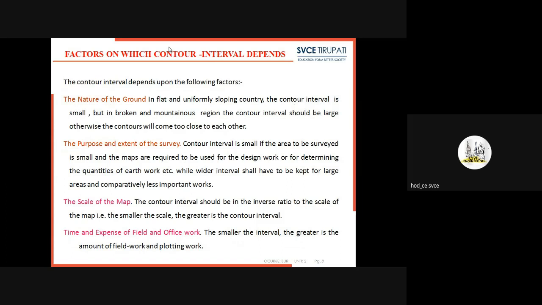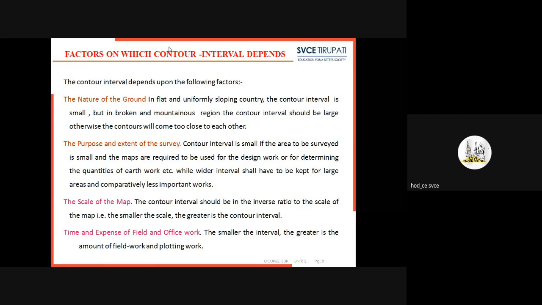Factors on which the contour interval depends. We have various terms. One is the nature of the ground, right? If the nature of the ground is not a near-flat surface, as we know, there will be many undulations, many uneven surfaces, very steep or uniform gradient slopes, right? Suddenly there will be a vertical cliff, that is, breakdown of rocks. Those conditions will happen in the nature of the ground.